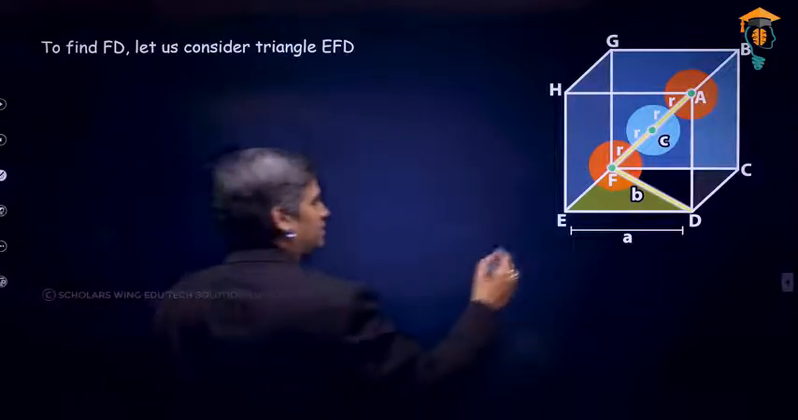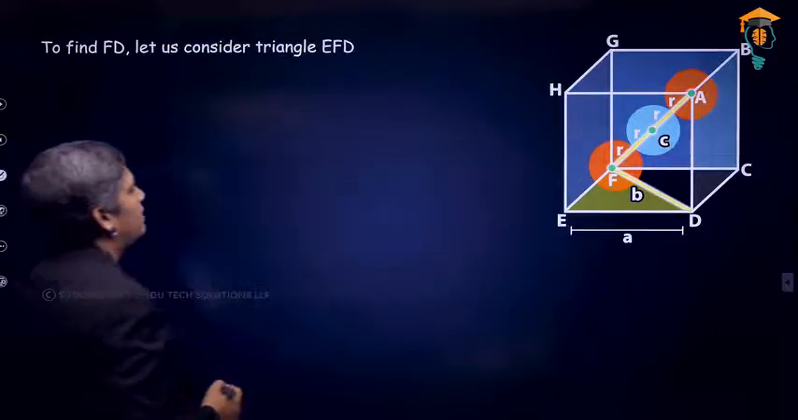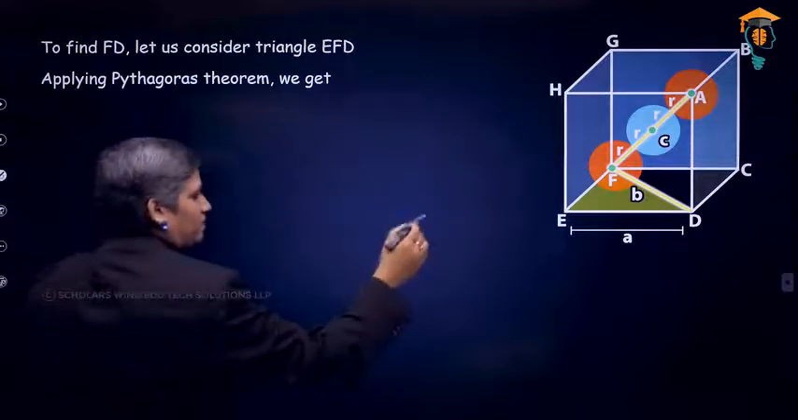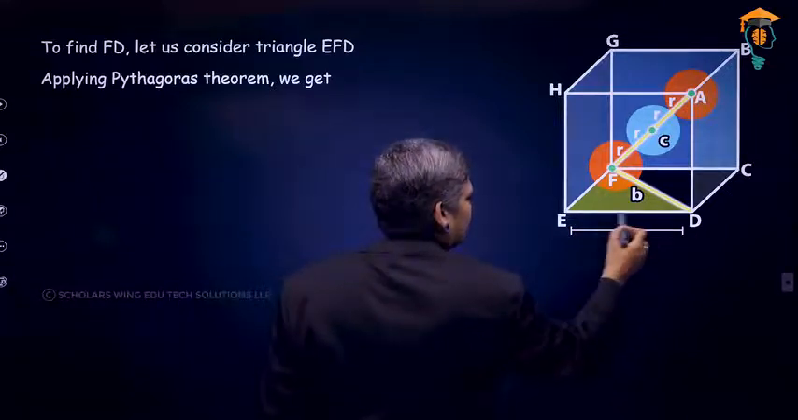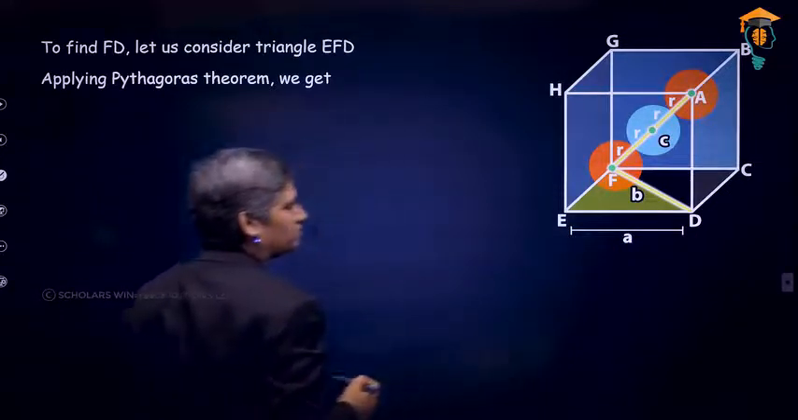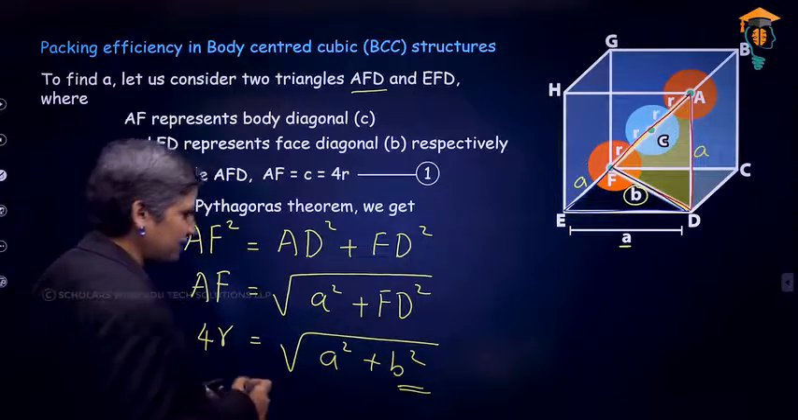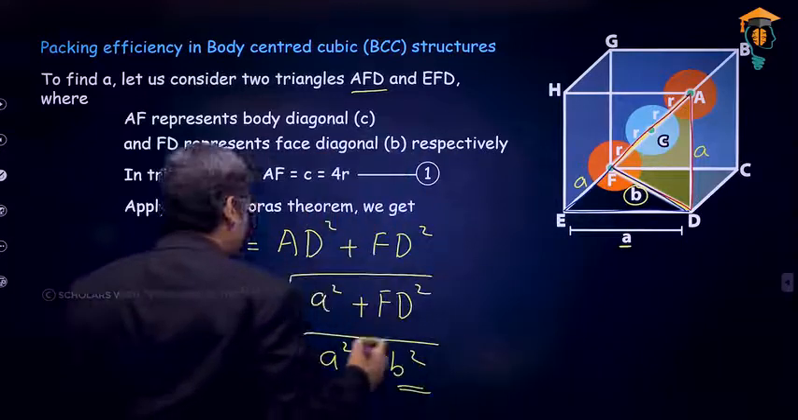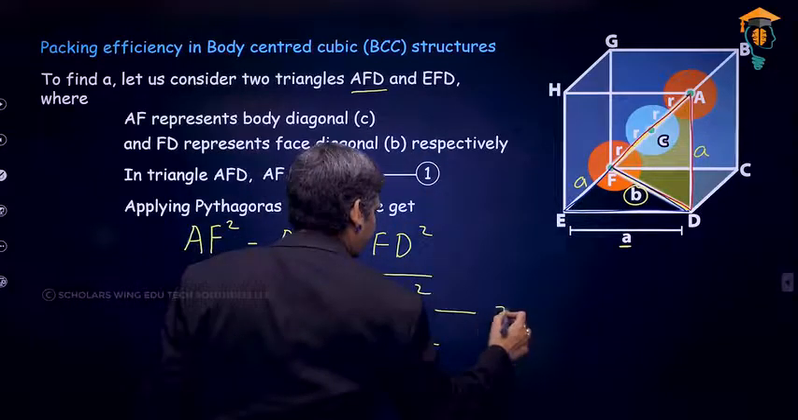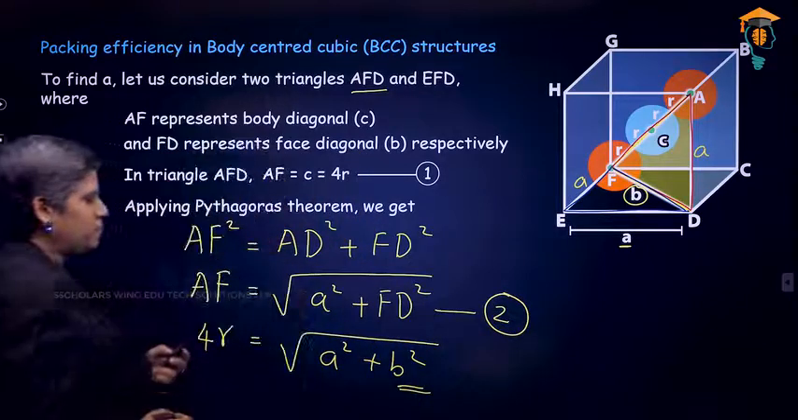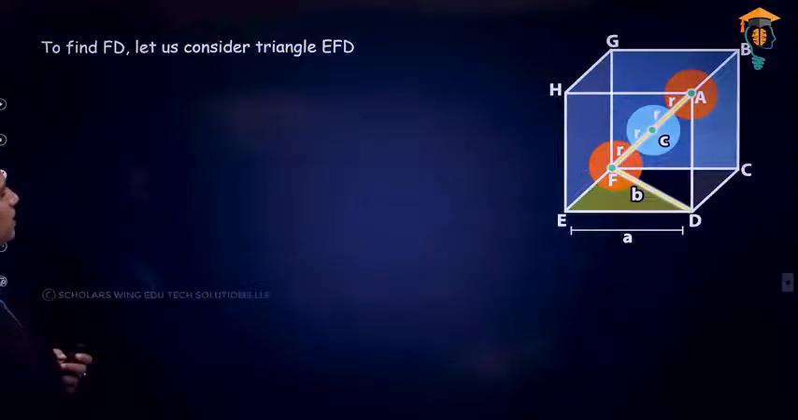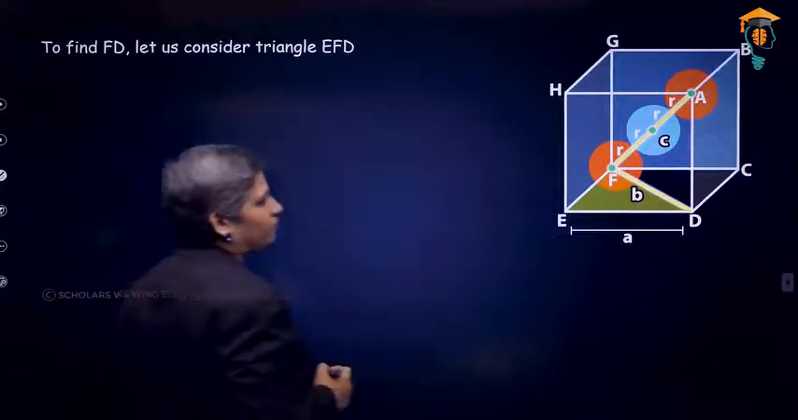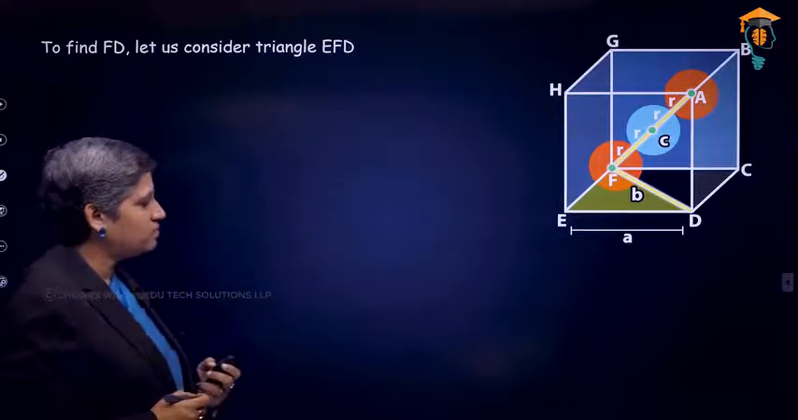Consider the next triangle, that is EFD. Again, applying Pythagoras theorem, right? What do we get now? Look here, which is the hypotenuse here. So friends, to find FD, let us consider the next triangle, that is EFD. Okay, but before that, let's call this as equation 2. Shall we proceed now? Yes. So, by considering triangle EFD, we can find FD, that is B now. For that, once again, we have to apply the Pythagoras theorem.